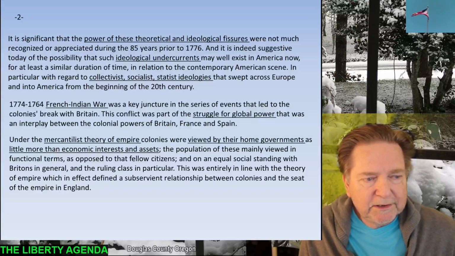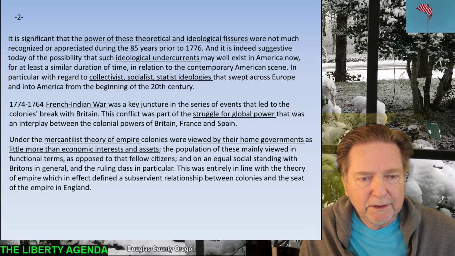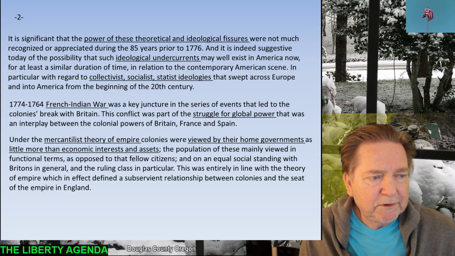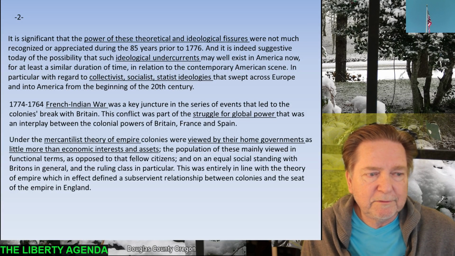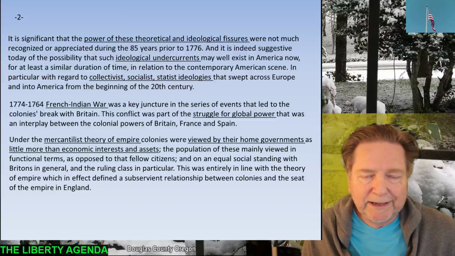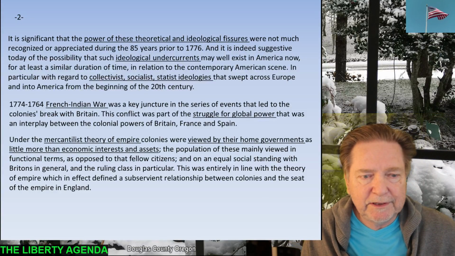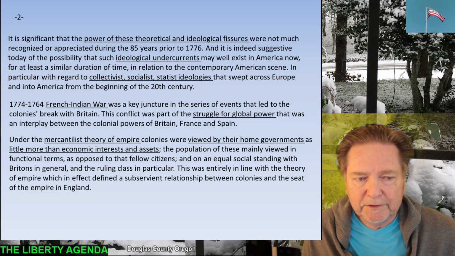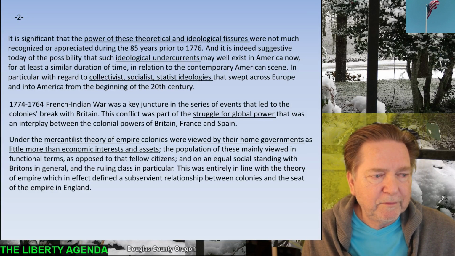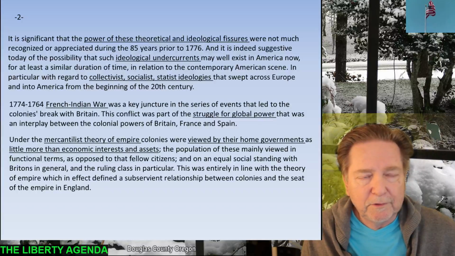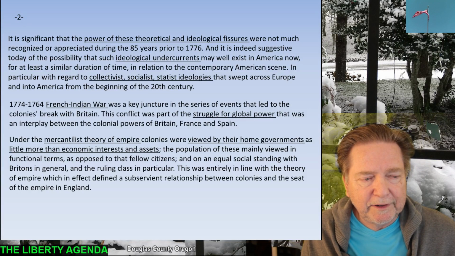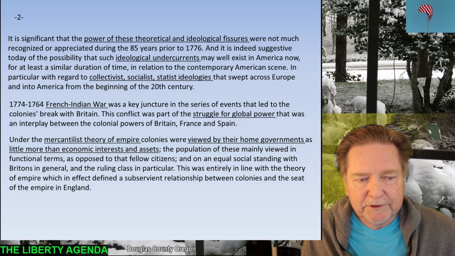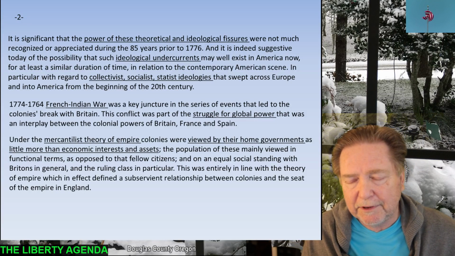So the mercantilist theory of empire, which I think was common among these world powers, had the colonies being viewed by their home governments as little more than economic interests and assets. The population of these were mainly viewed in functional terms as opposed to that of fellow citizens, or as opposed to being viewed on an equal social standing with Britons in general, and the ruling class in particular. This was entirely in line with the theory of empire, in effect, and defined a subservient relationship between the colonies and the seat of the empire.